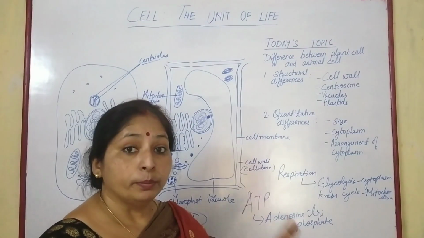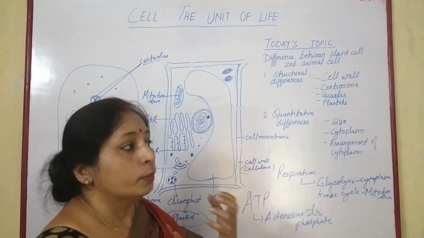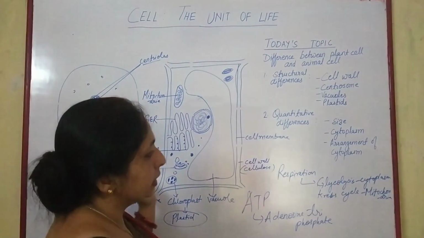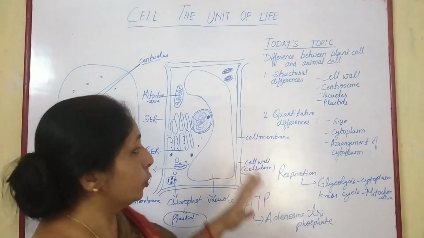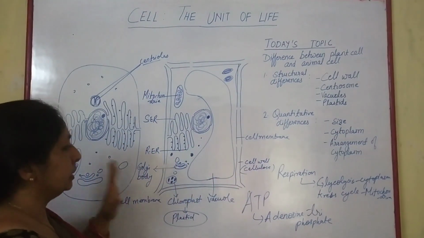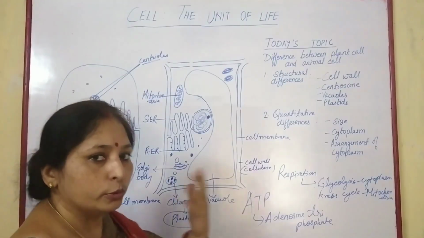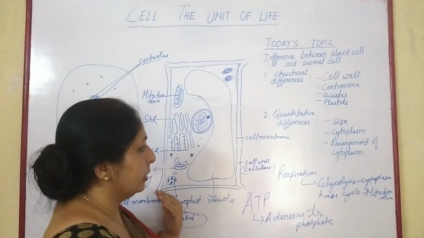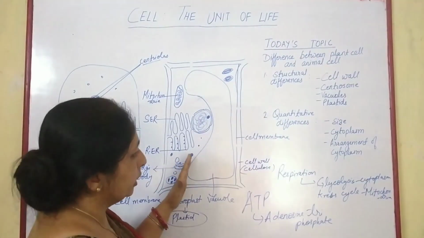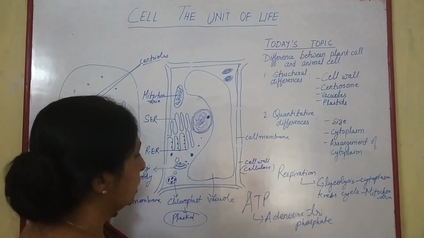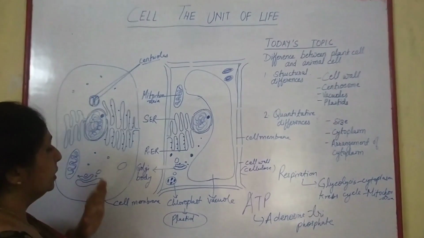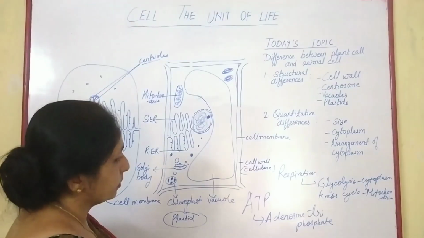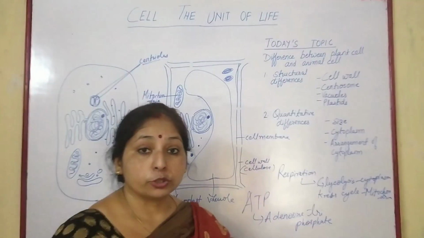Cytoplasm is more in amount in the animal cell, less in the plant cell. The arrangement of cytoplasm is towards the periphery in the plant cell. It occupies most of the part in animal cells. So it is towards the periphery in plants, and most of the portion in the animal cell is occupied by the cytoplasm. So this is all about today's topic.